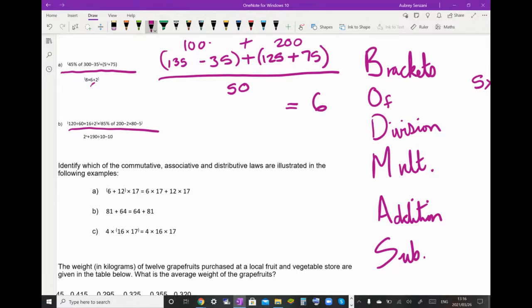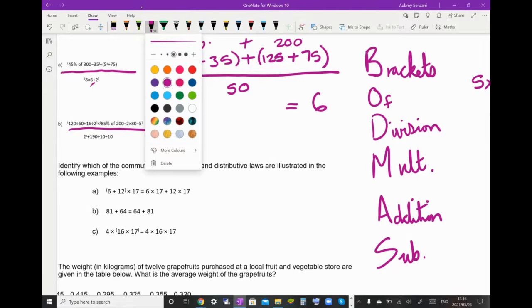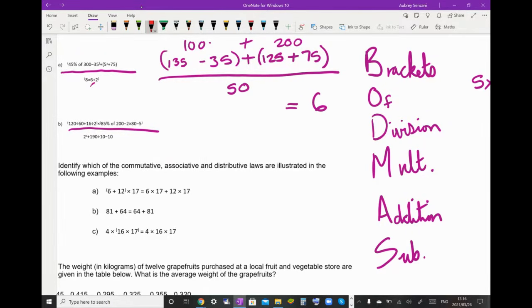No, I don't want that color. One way or another, we'll get another color.